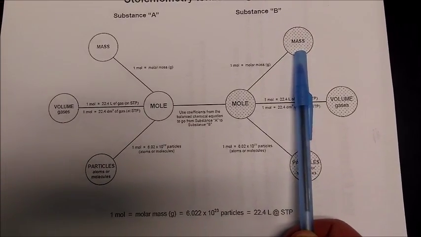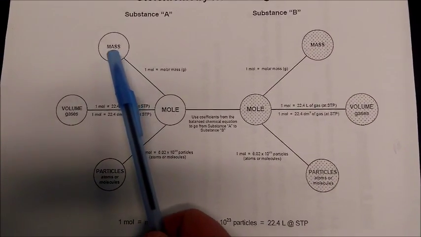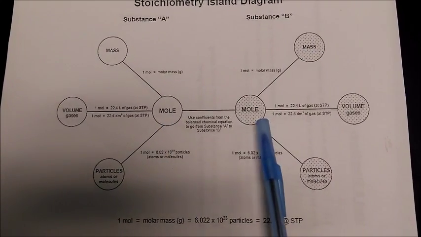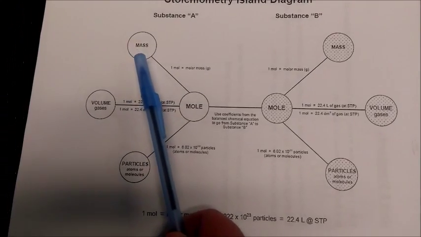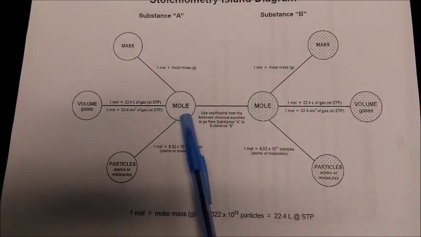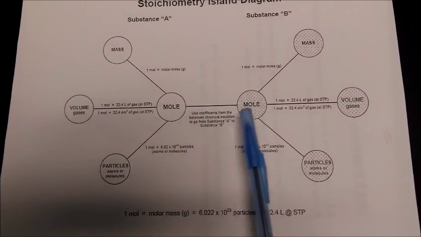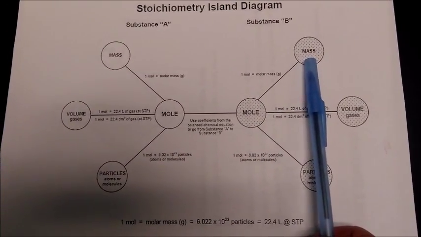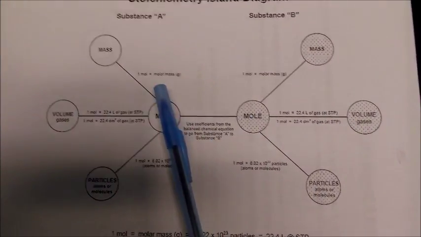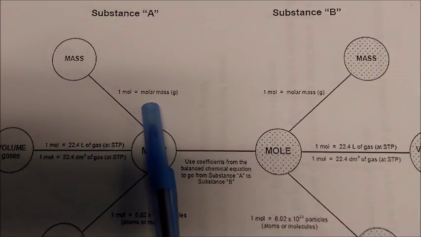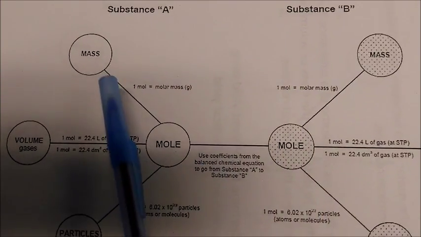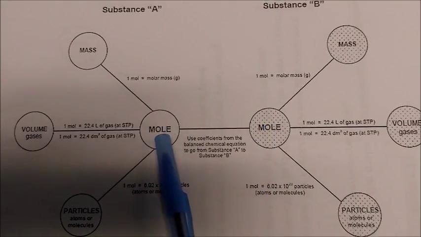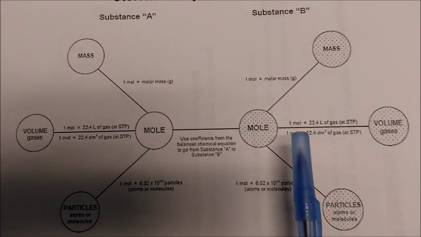This diagram shows us that the only way to go from mass to another mass is to go through the moles. So what we have to do is go from mass to moles, and then mole to mole, and then mole to mass. If you can read this, it says here that we'll need the molar masses to go between the mass and mole, and then we're going to use a mole ratio to go between the moles. Alright, back to the board.